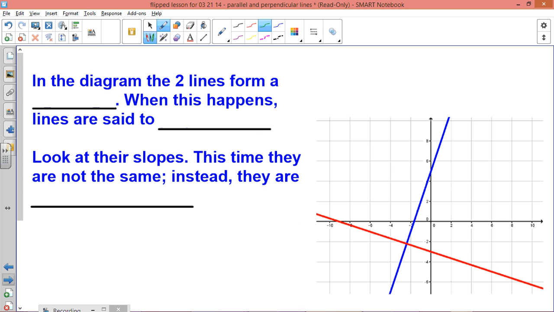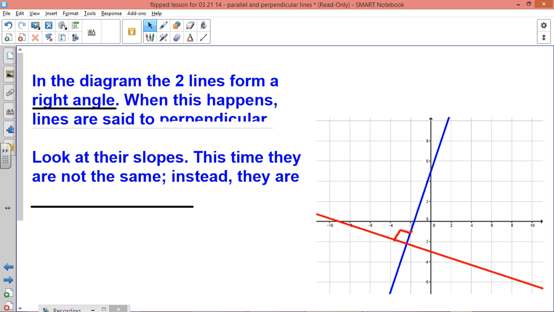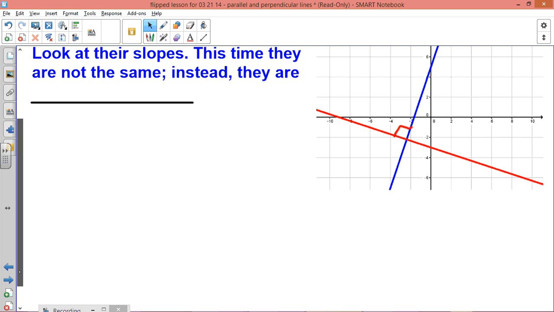Let's move on. In the diagram to the right, two lines form, well, what do they form? If you look at them, you can see that they form a right angle. Anytime two lines intersect at a right angle, we say that they are perpendicular. This is the other word we like to throw around with parallel. Parallel means they never meet. Perpendicular means they meet at a right angle. So what we're going to do is try to figure out what the slopes look like on each of these.